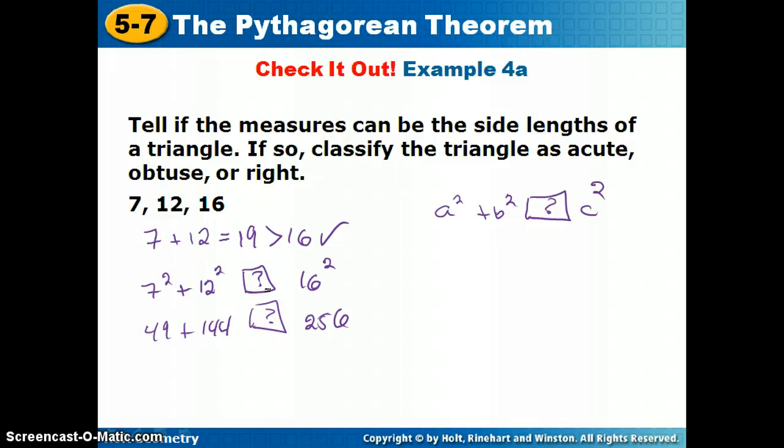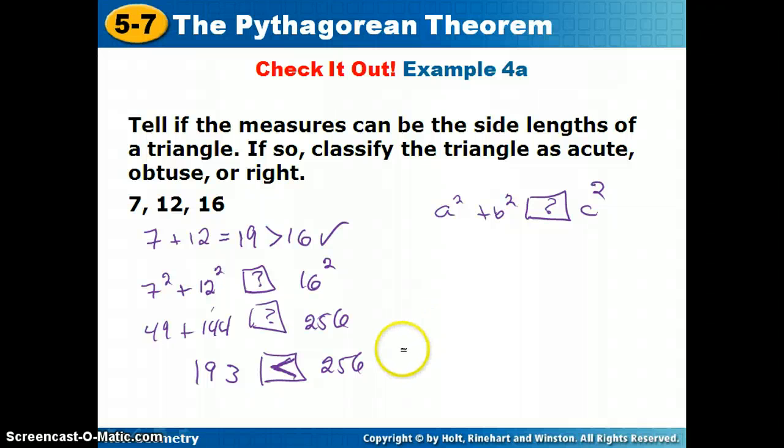Clean up the one side of the equation. So 49 and 144 puts me at 3. Carry the 1. 5 and 4 is 9. 193. So that would be this way. 193 is less than 256. Or 256, c squared, is bigger than 193, a squared plus b squared.